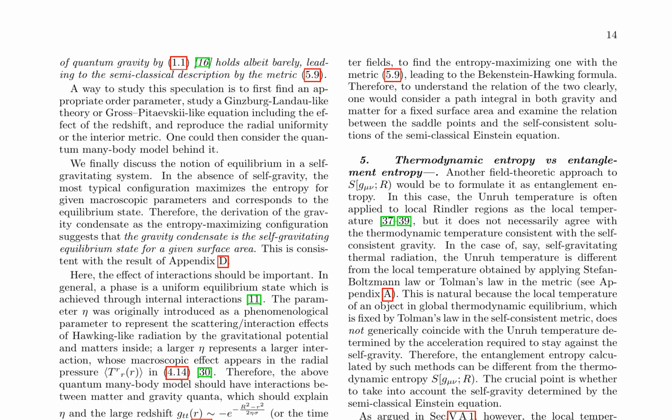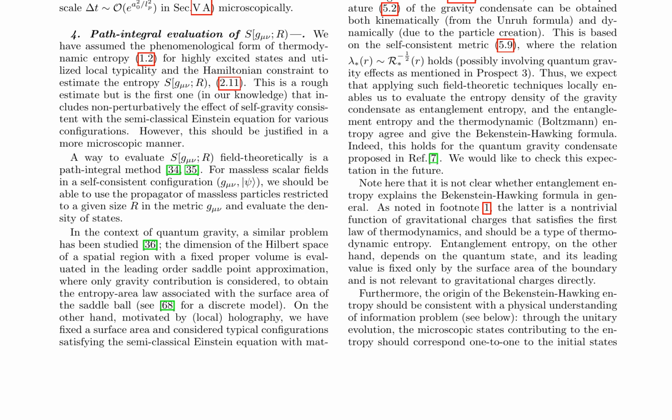It emphasizes the necessity for a microscopic understanding of the Bekenstein-Hawking formula, a cornerstone in our comprehension of black hole physics. To evaluate the entropy, the path integral approach is employed, revealing its intimate connection with the semi-classical Einstein equation. Furthermore, the en-route temperature plays a pivotal role in local Rindler regions, contributing to our understanding of the interplay between gravity, temperature, and spacetime. However, the distinction between entanglement entropy and thermodynamic entropy cannot be overlooked.